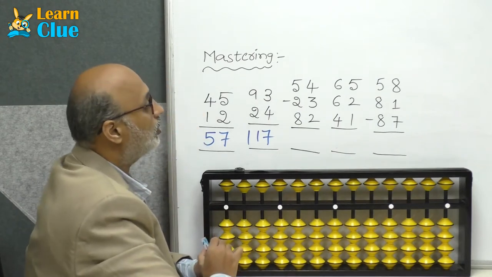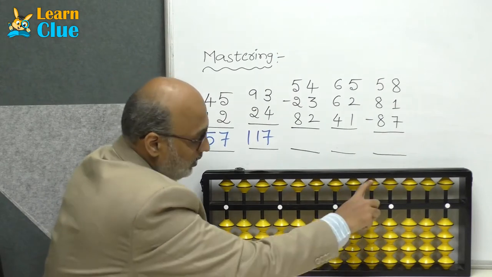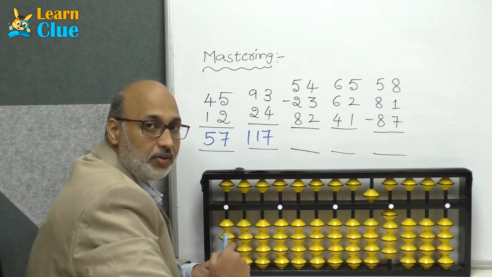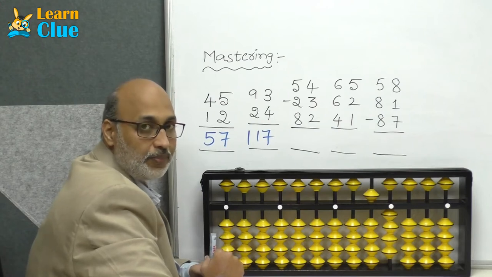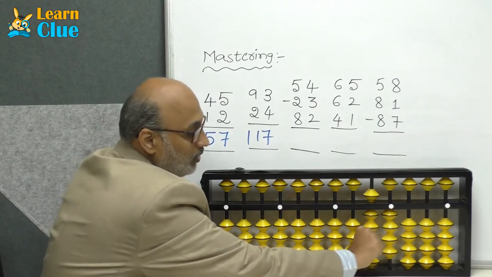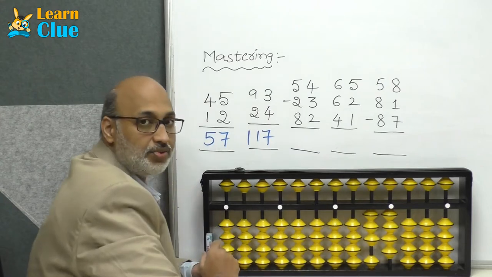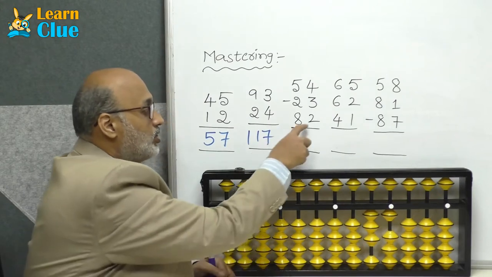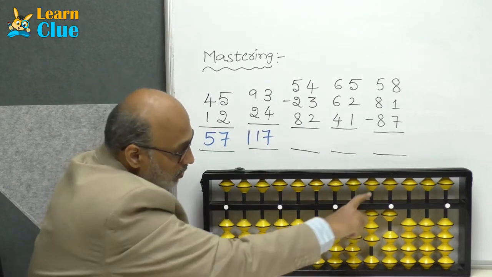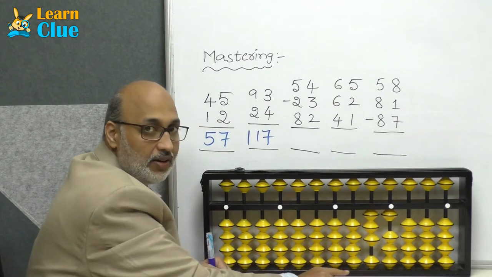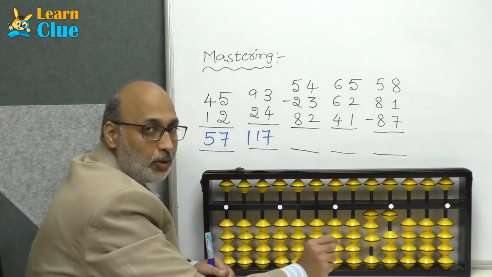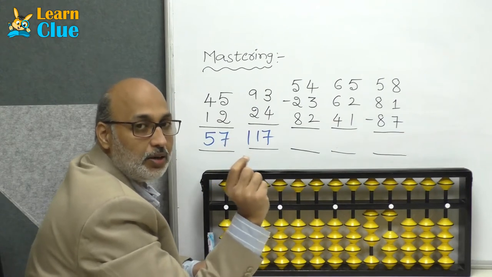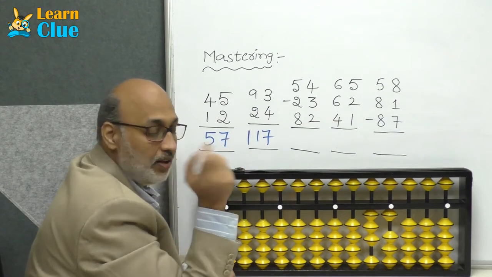Clear the abacus. We'll go to the next problem. 54 minus 23. We have to apply minus 20. How to do minus 20? Plus 30 minus 50. Okay, minus 3, which is direct. Now we are supposed to add plus 82. Plus 80, is it possible here? No. So normally what is the technique for plus 8? Plus 8 is nothing but minus 2 plus 10.